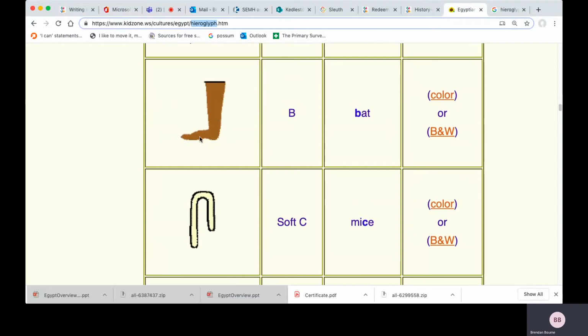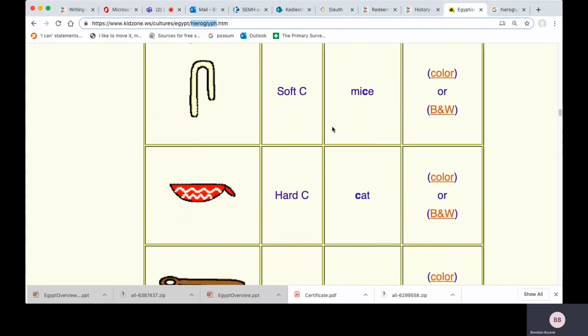When we see this picture, this is our B sound, as in bat, or bread. What words can you think of that start with B? Do you know anybody whose name starts with a B? Because if they were going to write their name would start with this picture. So B, at, bat. So B.